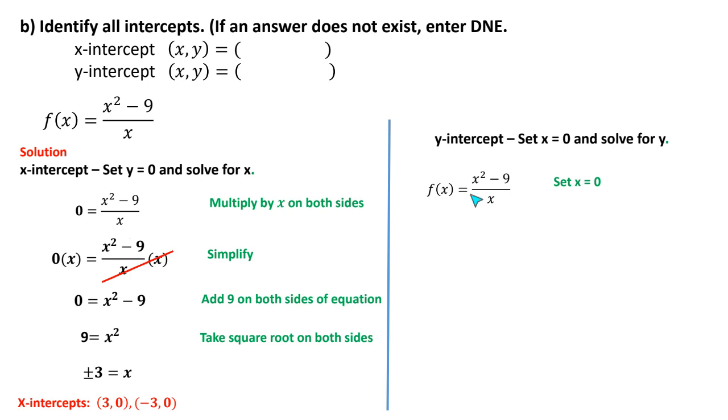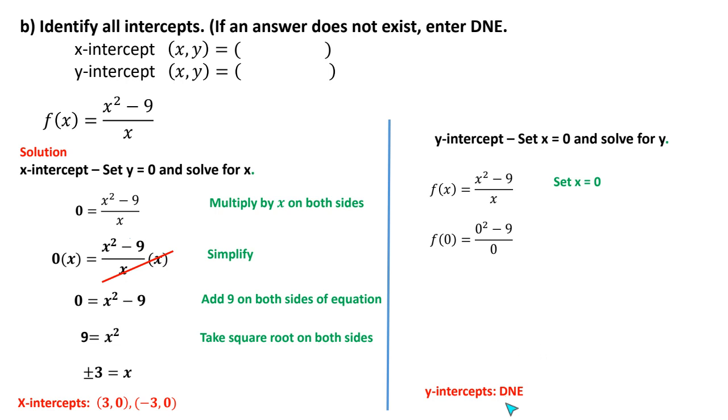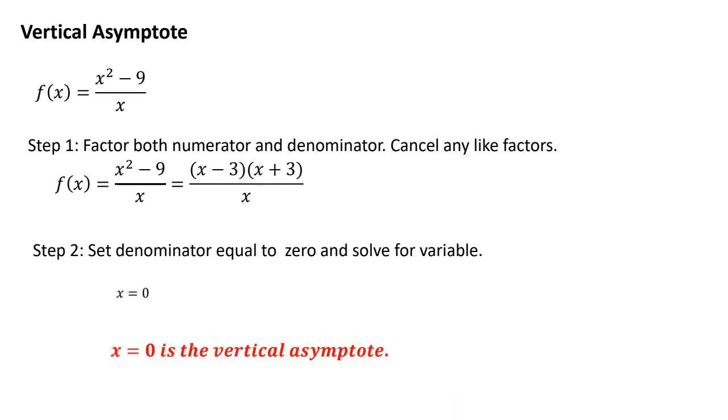For the y-intercept, we're going to let x equal 0. And so if I put in 0 here, then notice I cannot divide by 0. So what that means is that your y-intercept does not exist. So you would enter DNE as your answer. Okay, so now to find the vertical asymptotes, I always like to factor to make sure that there's nothing I can cancel. So x squared minus 9 is the same as (x minus 3)(x plus 3). And then we have x on the bottom. I can't cancel anything here, so that's okay. So we set the denominator equal to 0. So x = 0 is your vertical asymptote.